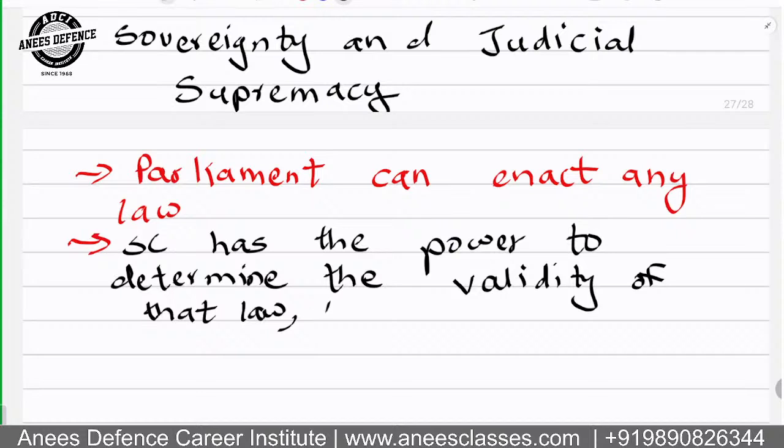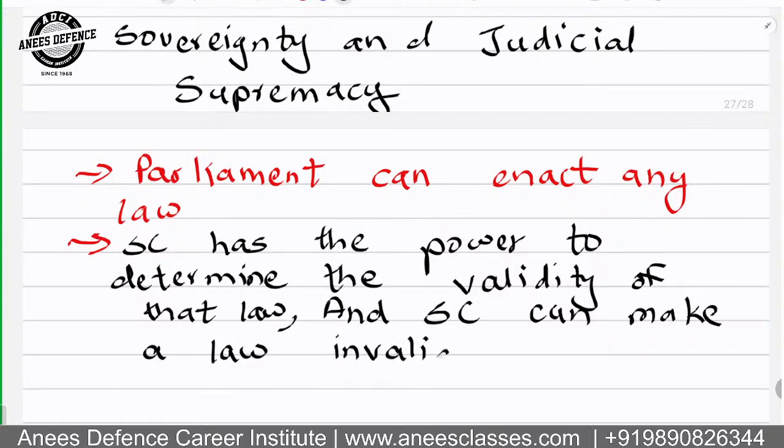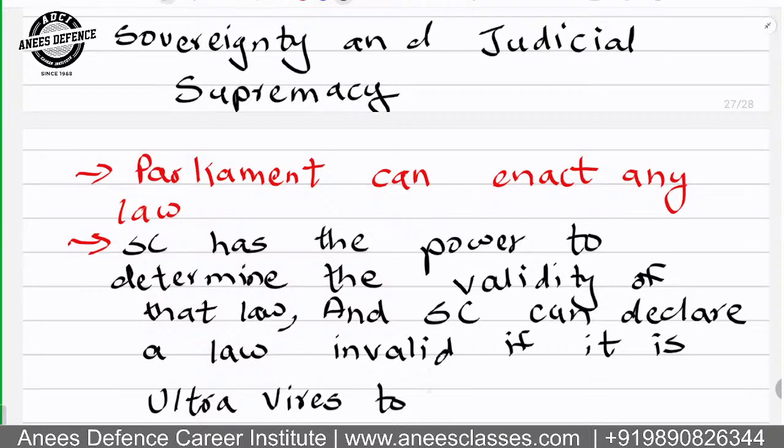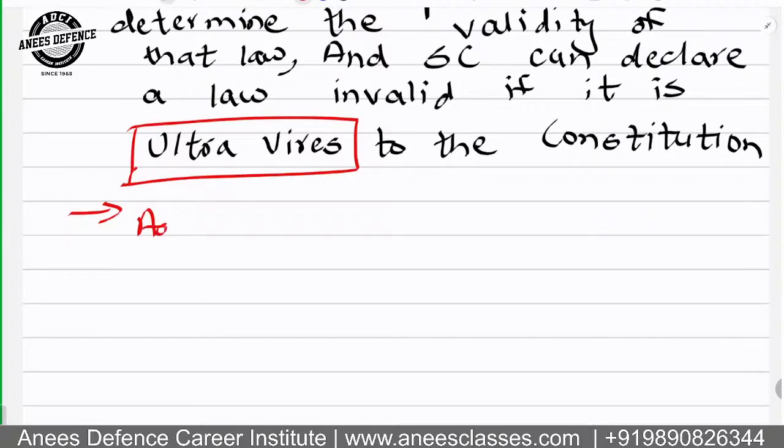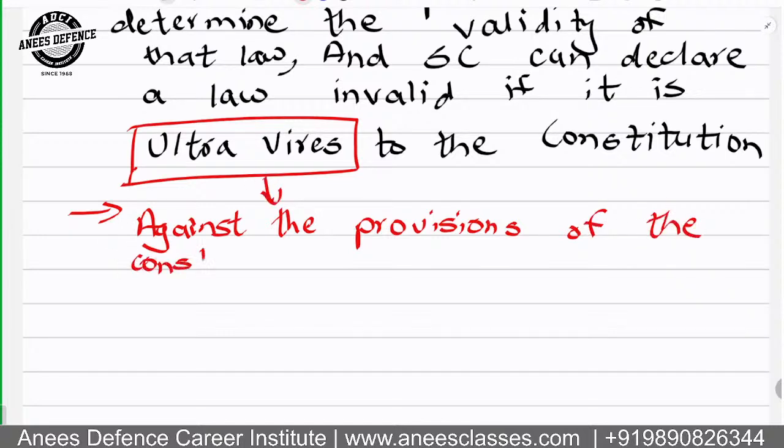And Supreme Court can declare a law invalid if it is ultra vires to the constitution. Now this is very important. Ultra vires means against the provisions of the constitution.